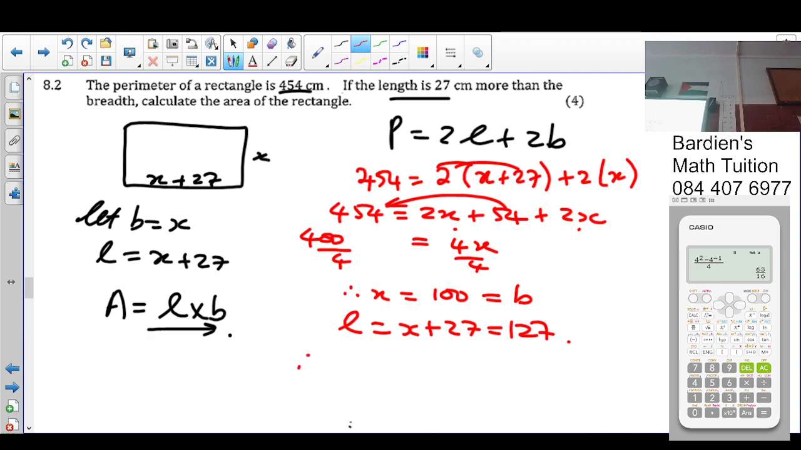So what's the question? The area. How do you calculate area? Length times breadth. So it's going to be 100 multiplied by 127. So it's 12,700 centimeters squared. Okay.